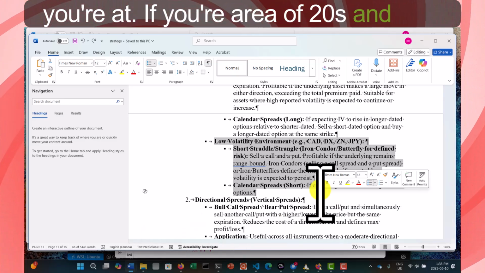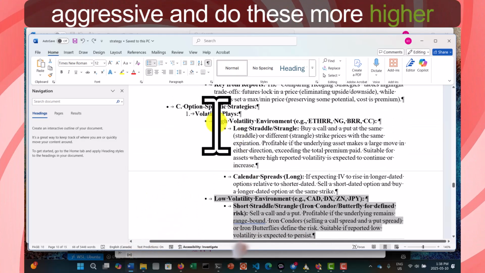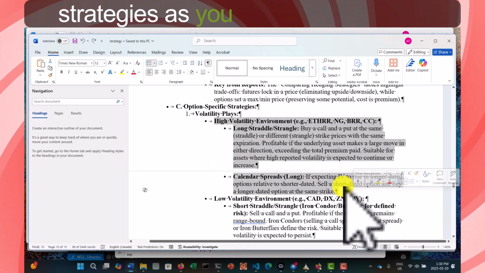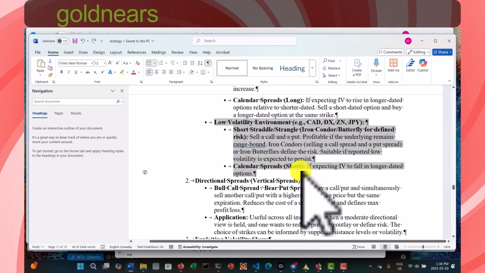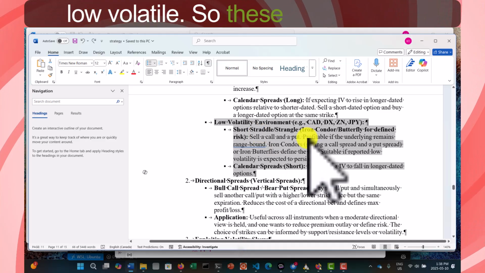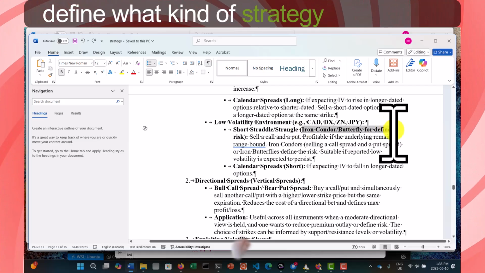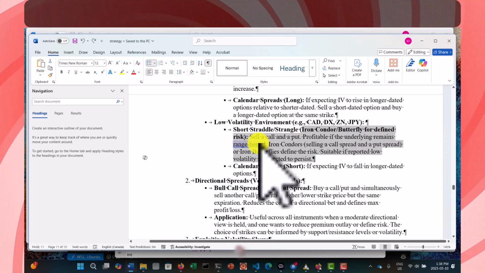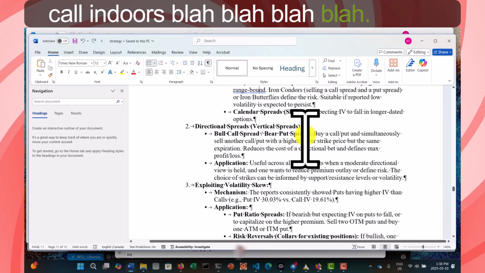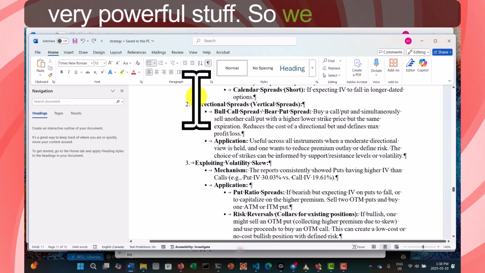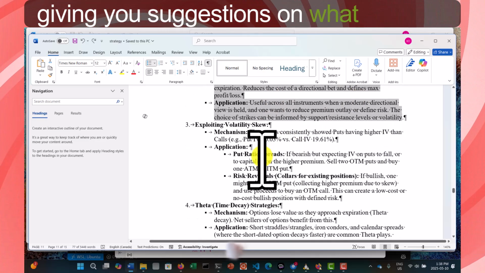If you're in your 20s and 30s, you have lots of runway to go aggressive and do these higher risk strategies as you can afford to lose money. In my case, when you're closer to retirement or later on in your golden years, you're going to want to do low volatility. So these are the ones you're going to focus on, and it actually will define what kind of strategy you should do. Sell a call and a put, profitable if the underlying remains range bound, iron condors. Okay, very powerful stuff. So we could also do directional spreads. It's just giving you suggestions on what to come up with.